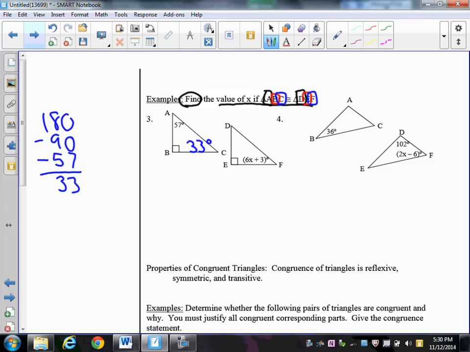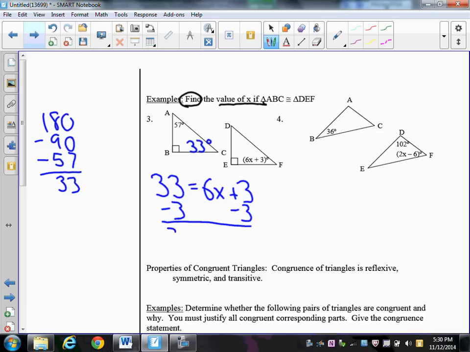So since I said C is equal to F, 33 has to equal 6x plus 3. When I subtract 3, 30 is equal to 6x. And lastly, I divide by 6. I get x is equal to 5. And again, the direction said find the value of x, so that's what it is.